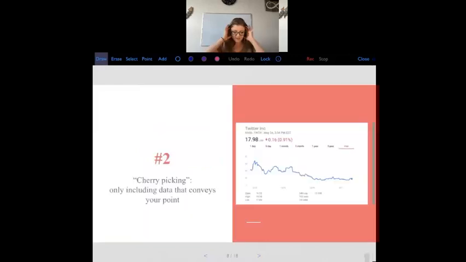Number 2, cherry picking data and only including data that conveys your point. This kind of happened when I was talking about the scatter plot and the movie budget. Not because I wanted to mislead you, but for sake of time and demonstration and what I had to work with, I only chose 5. If you would have chosen 100, maybe the correlation would have come out differently.